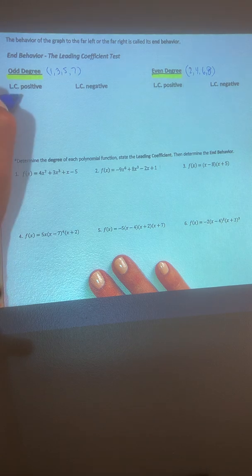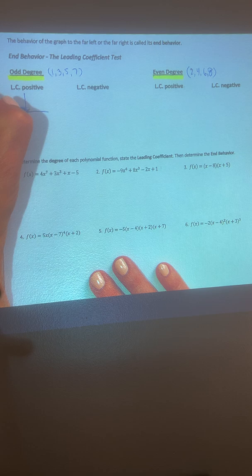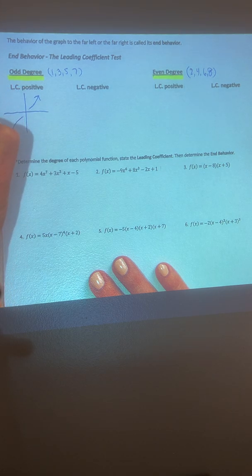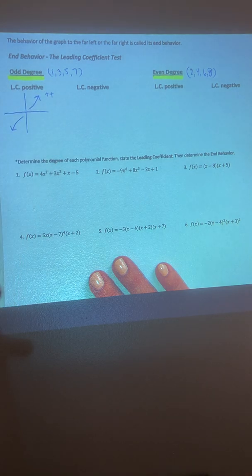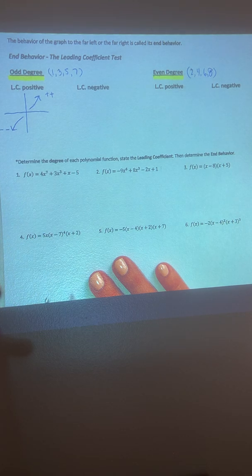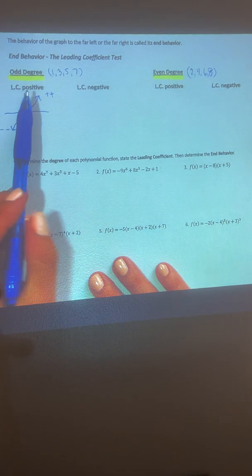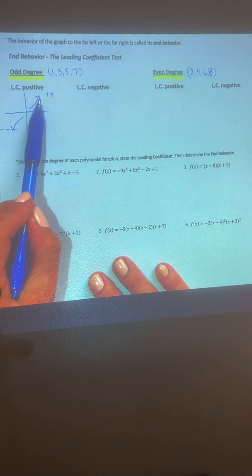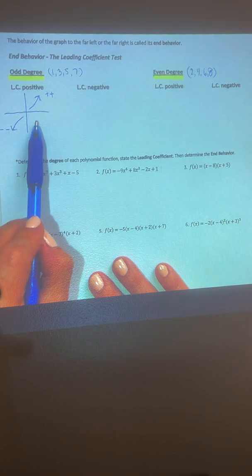Okay, so we're going to draw this. Okay, so now with the leading coefficient positive. Okay, that's positive, positive. Negative, negative. Okay, think about, and this is the best way to remember this, think about quadrants, okay? The 4 quadrants. This quadrant is positive, positive. This is negative, positive. This is negative, negative. And this is positive, negative.